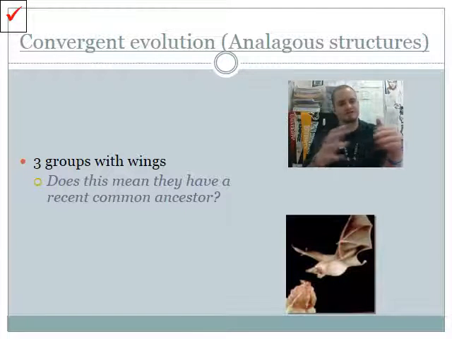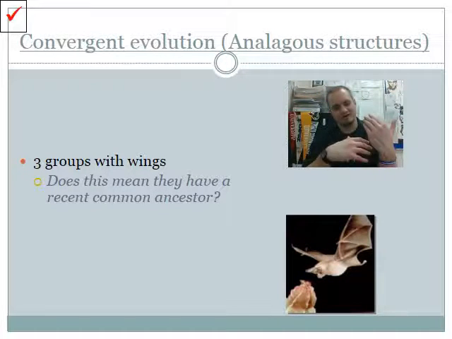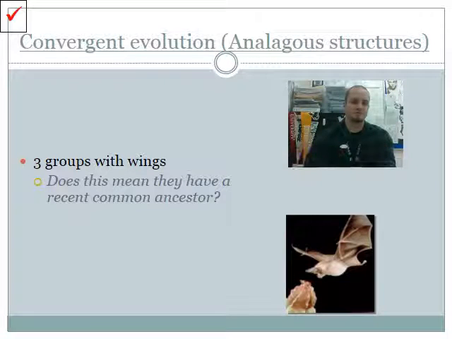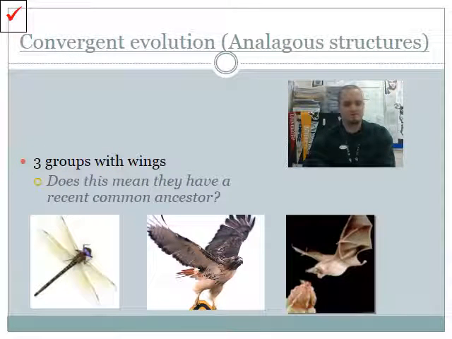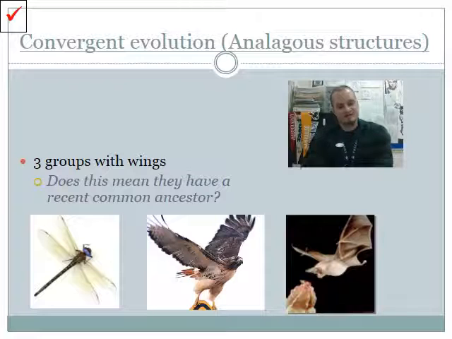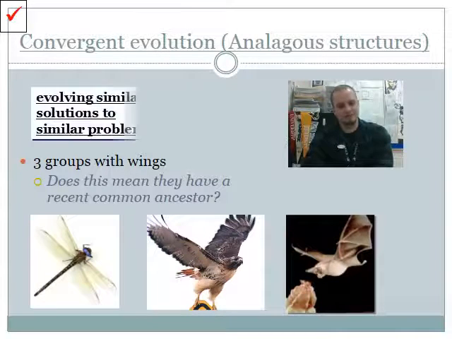So convergent is evolving similar solutions to similar problems. So we have three groups of wings: a bat, a hawk, and a dragonfly. Does this mean they had a recent common ancestor? All three of them? Probably not.